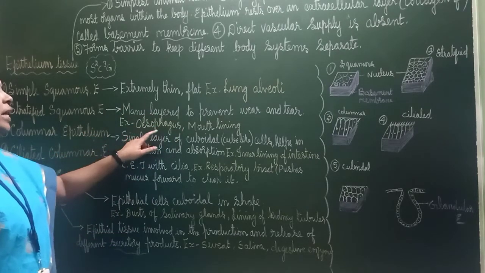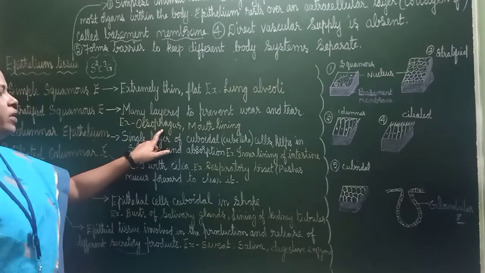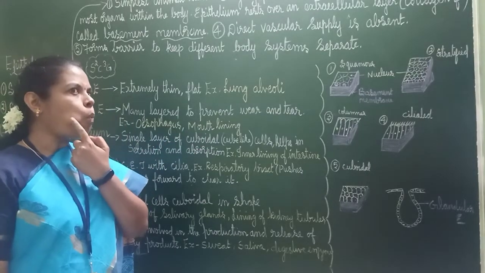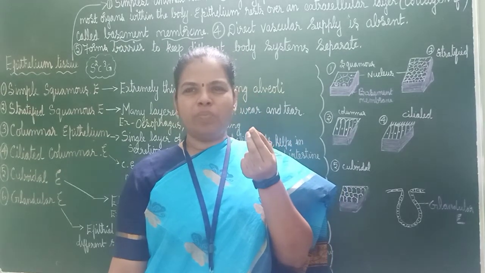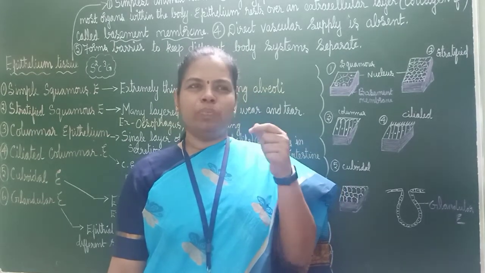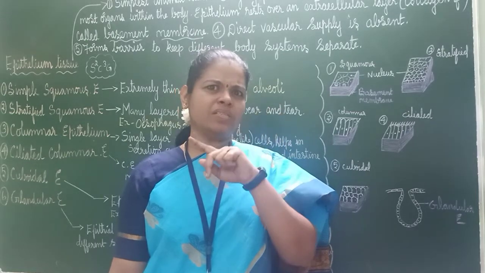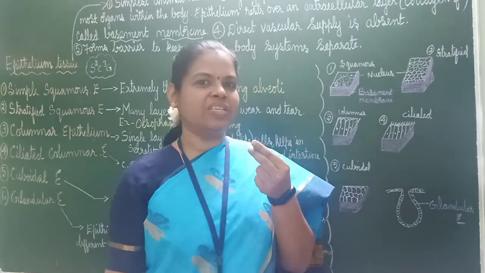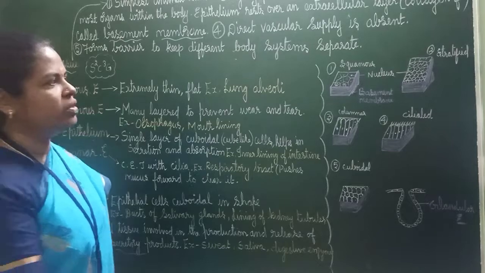For example, esophagus, and then mouth lining. Inside our mouth, if you touch with your tongue, some skin-like thing will be there. Because of a boil or brushing, small skin pieces will come out, but still the skin will be there. There will not be any hole, because many layers are there. That is because of stratified squamous epithelium.